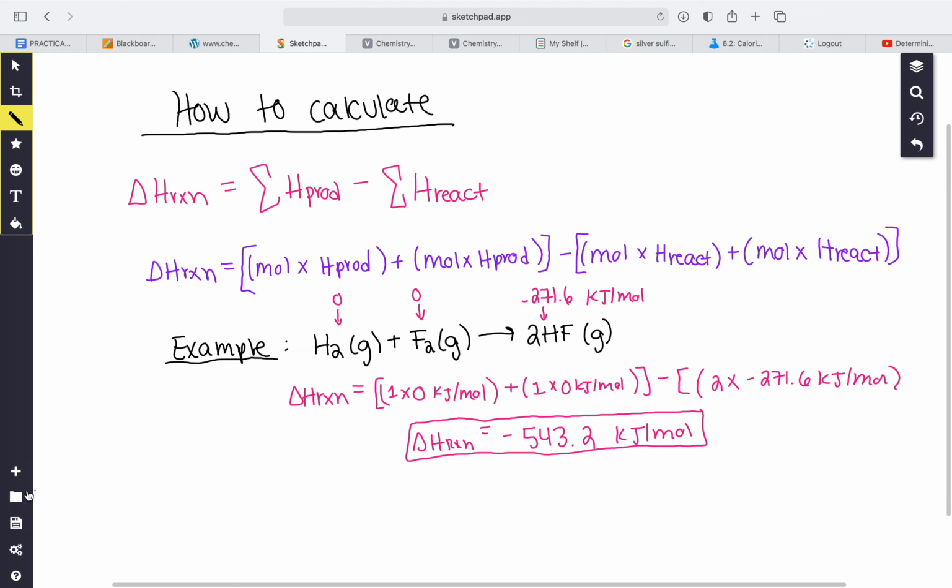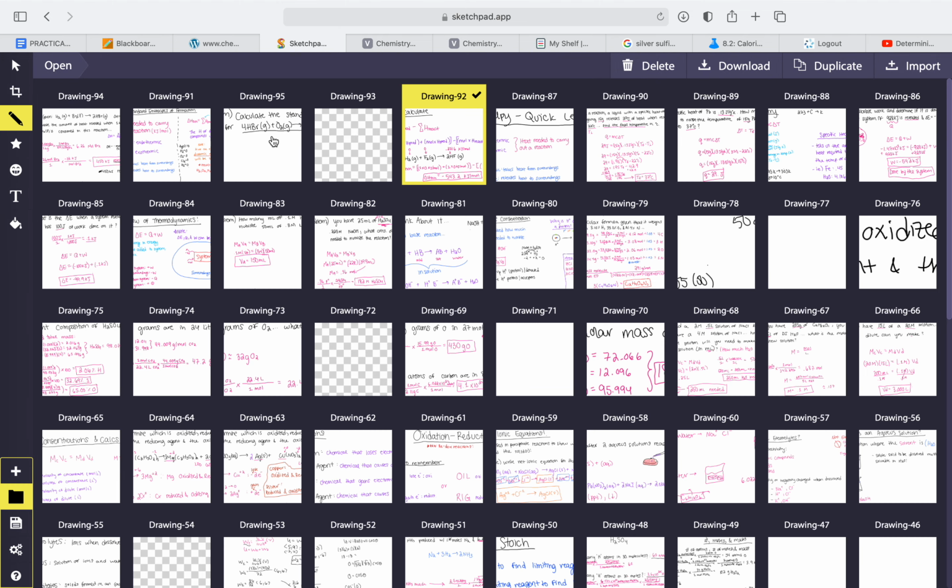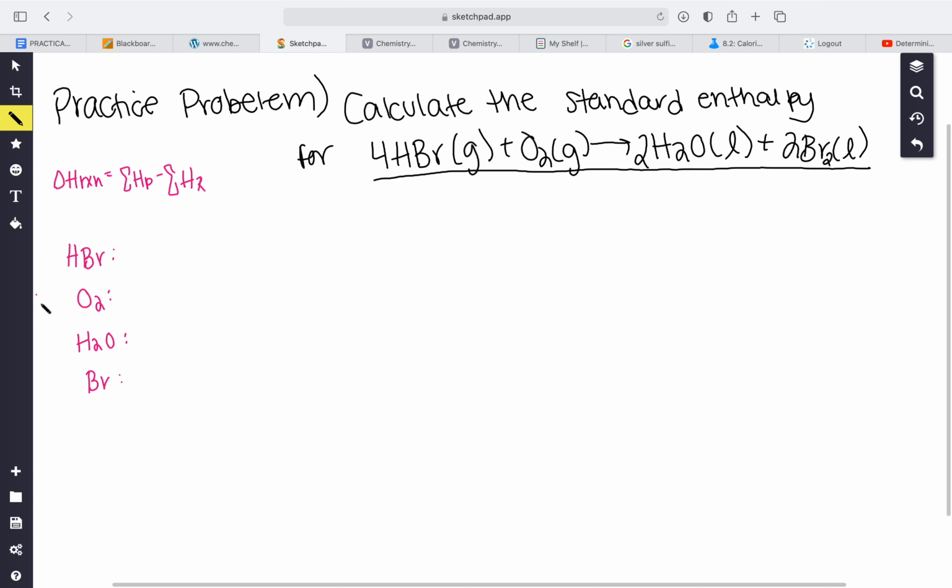I do have one practice problem for you all to try. We'll kind of work through this together. If you feel confident in it, again, try it out yourself. Make sure that you have the standard enthalpy of formation sheet with you as you do these.